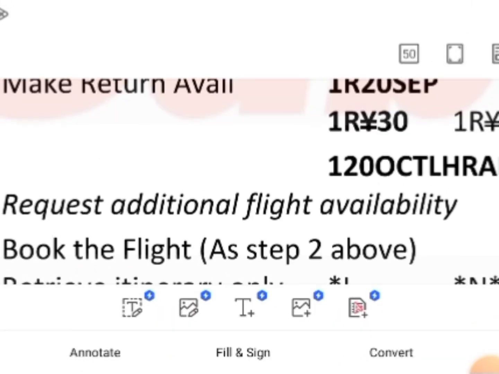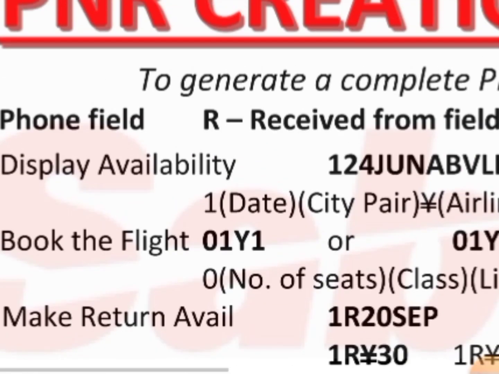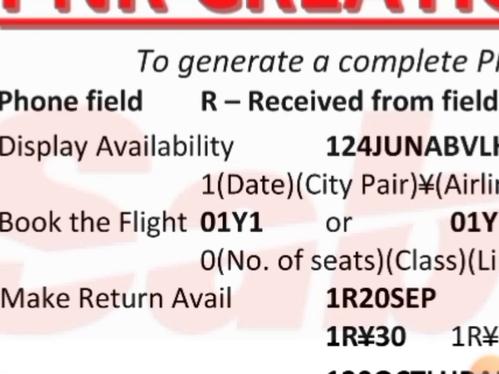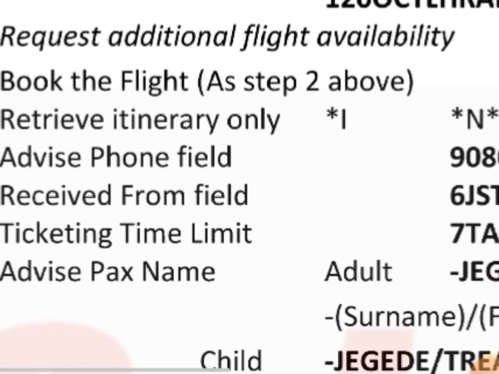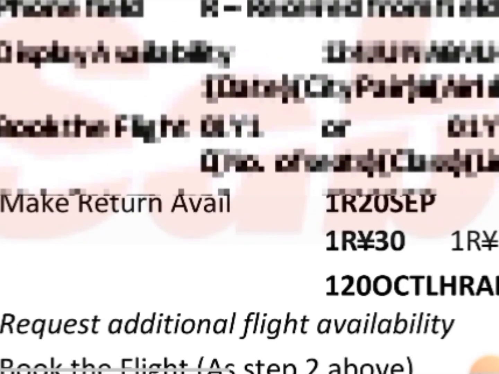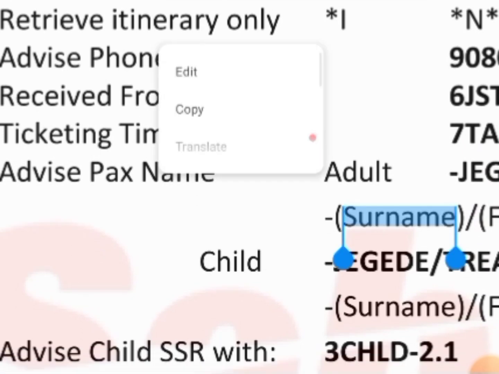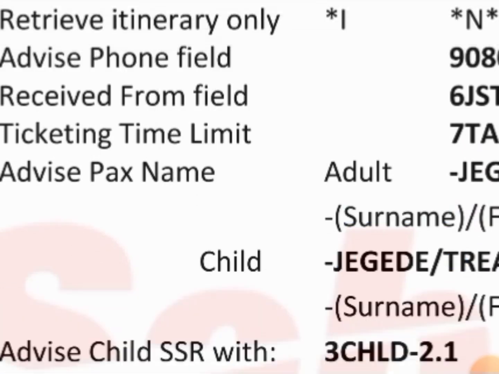So let's go back to what we've done. The first one is the form field. So the form field is here. That's the phone number there. So we have that one. Receive from field is there as well. That's the receive from field. 6 JST, just use that 6 JST for the purpose of this training, is there.